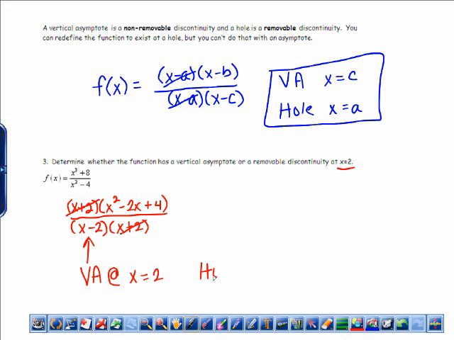Okay, there is a hole actually at x equals negative 2.